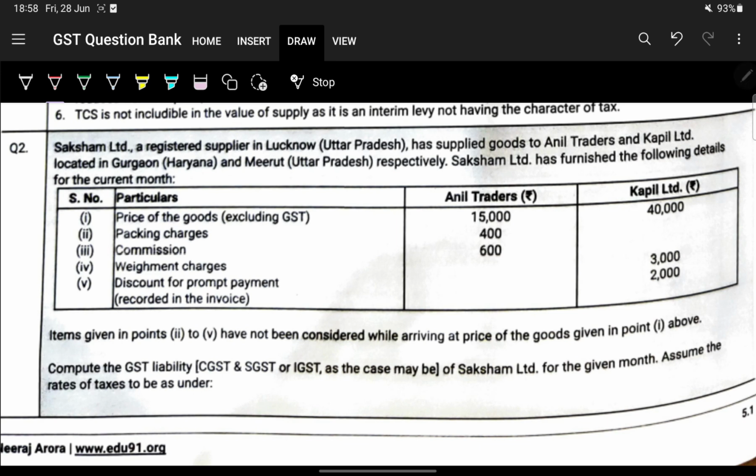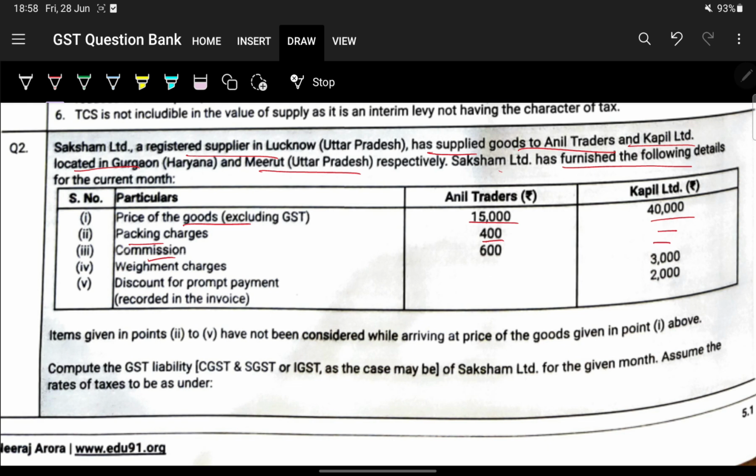Saksham Limited, a registered supplier in Lucknow, has supplied goods to Anil Traders and Kapil Limited, located in Gurgaon, Haryana and Meerut respectively. Saksham Limited has furnished the following details. The price of goods excluding GST is 15,000 and 40,000. Packing charges 400, nil. Commission 600, nil.